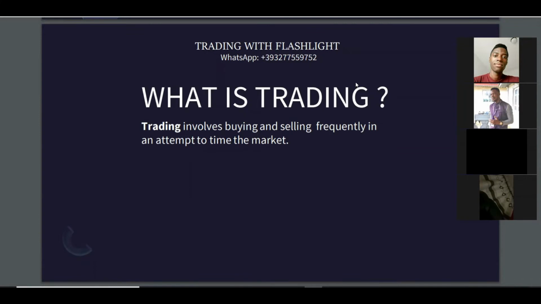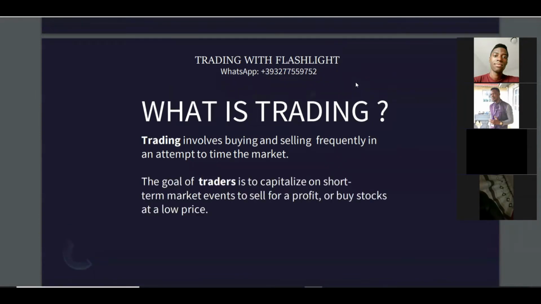So let's see another explanation. The goal of traders, so traders are simply those who trade, is to capitalize on short-term market events to sell for a profit or buy stock at a low price. Now, when you buy at a low price, you have two options. Either you sell it directly so that you can make a certain percentage, or you can decide to wait for a longer time period so that you can either make a bigger percentage or you can still make a very low percentage. So it depends on you.